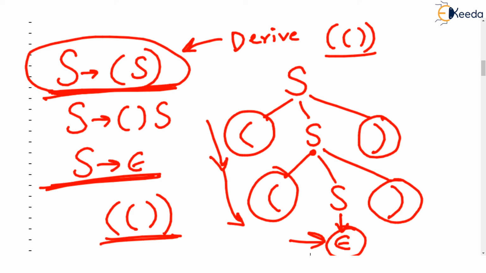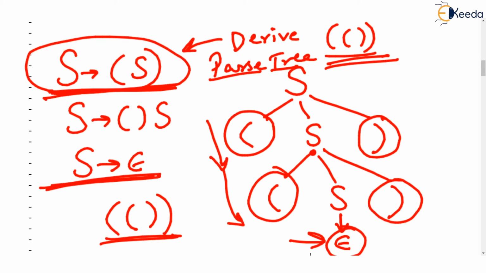Basically, we didn't even write the steps of LMD and RMD. We simply have shown the derivation in the form of a parse tree. However you do it, you either use LMD, use RMD, or you use a parse tree. But after all, our aim is whether we can derive the given string using any of these methods.